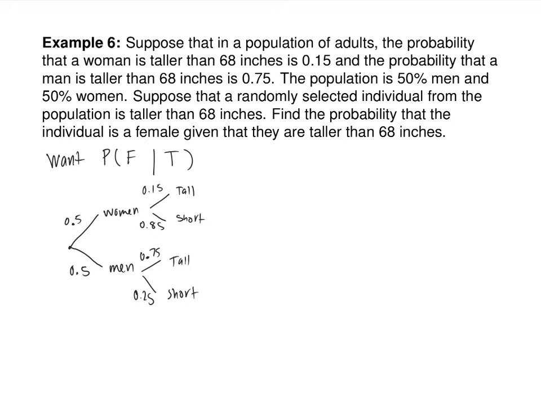So far, is that okay? Okay. Now, if you follow a branch, if I follow the woman and then the tall branch, and I multiply those probabilities, it gives me the chances that I'm a woman and I'm tall. So if I multiply along that branch, I get probability of woman and tall is 0.5 times 0.15, which works out to be 0.075.